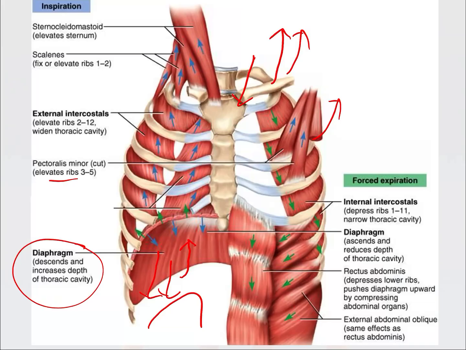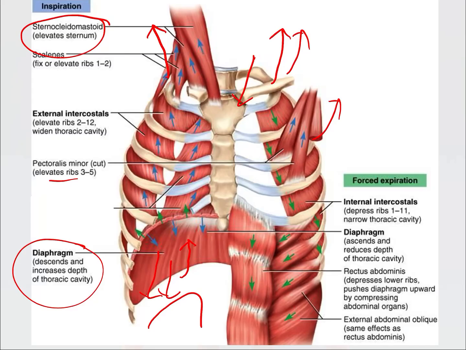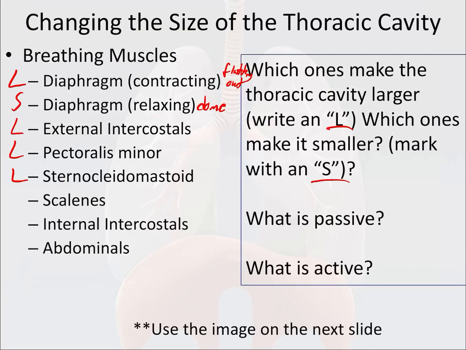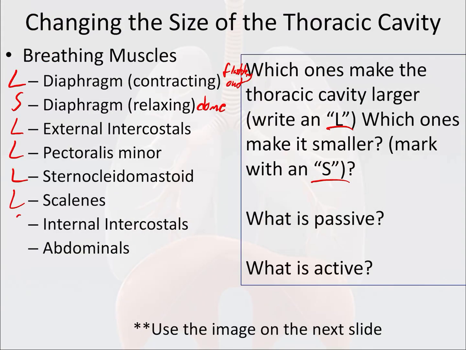Sternocleidomastoid, let's look at that one. This one as well lifts up on the sternum and the clavicle, so it's going to be larger. Scalene muscles, let's look at those. Scalenes are right there next to the sternocleidomastoid, and do the same thing, lifting up. Okay, so larger. Internal intercostals, these ones we see over here, those ones are going to push the rib cage down. Okay, so those ones make it smaller.